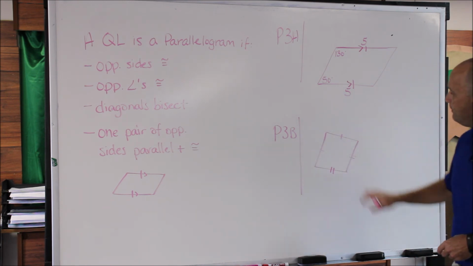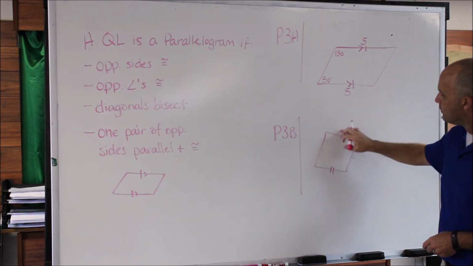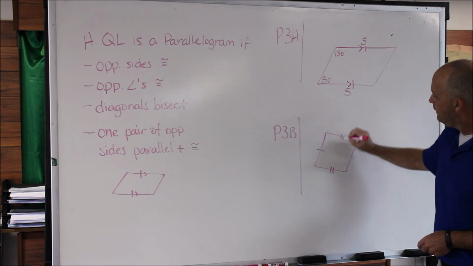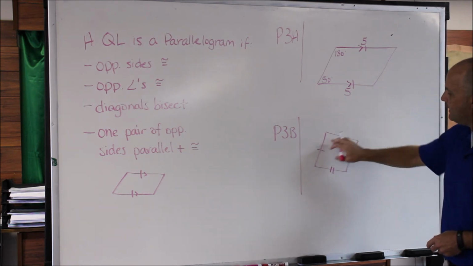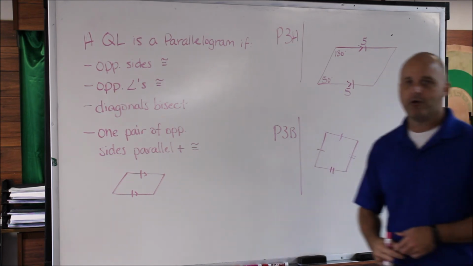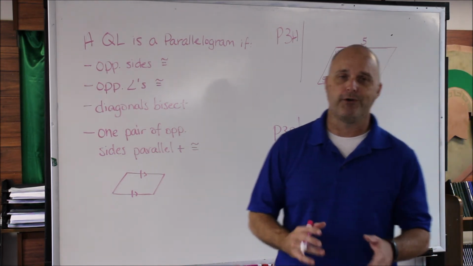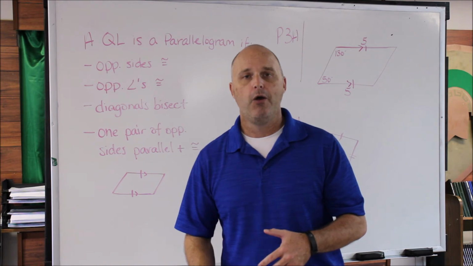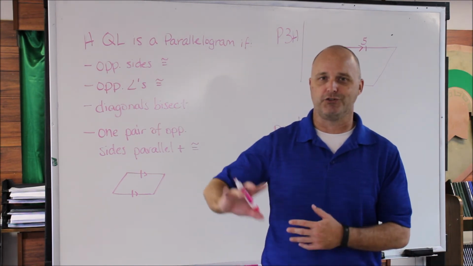Coming down to problem number 3b, we're given that consecutive sides are congruent, and then consecutive sides here are congruent. So we don't have a parallelogram. What we would actually have is a kite, which we'll get to in a later section.